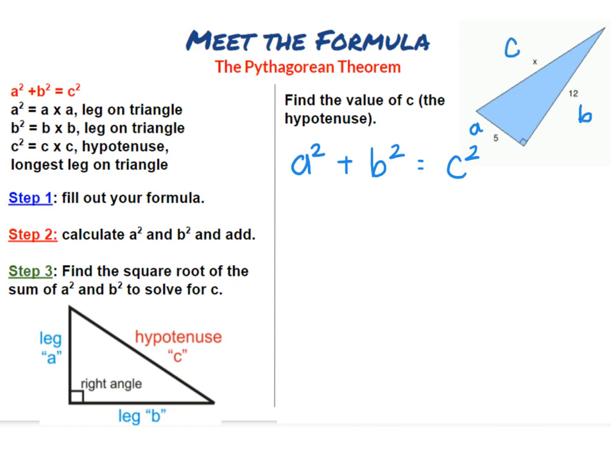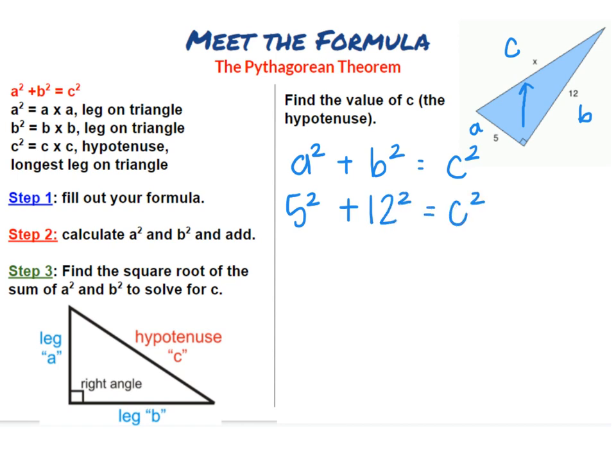Notice that x is the longest side, and it is also across from the right angle. C is always going to be the longest side, and it's always going to be across from the right angle in a right triangle. Now that we have written our formula, let's go ahead and fill it out. So a squared would be 5 squared, b squared would be 12 squared, and then c squared is still unknown.